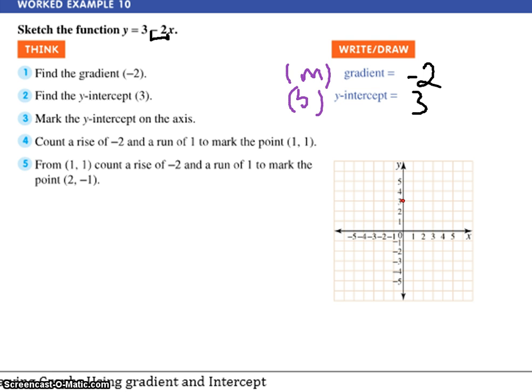The next thing you're going to do, this is where you use your gradient. Remember, you use your gradient to work out what your rise over run is, because gradient is rise over run. So you've got a rise of minus 2 over 1. Because you've got a negative, your rise isn't a positive, it's a negative. So you're going down 2. So your rise is minus 2. So you go down 2 and across 1, which makes your point right there.